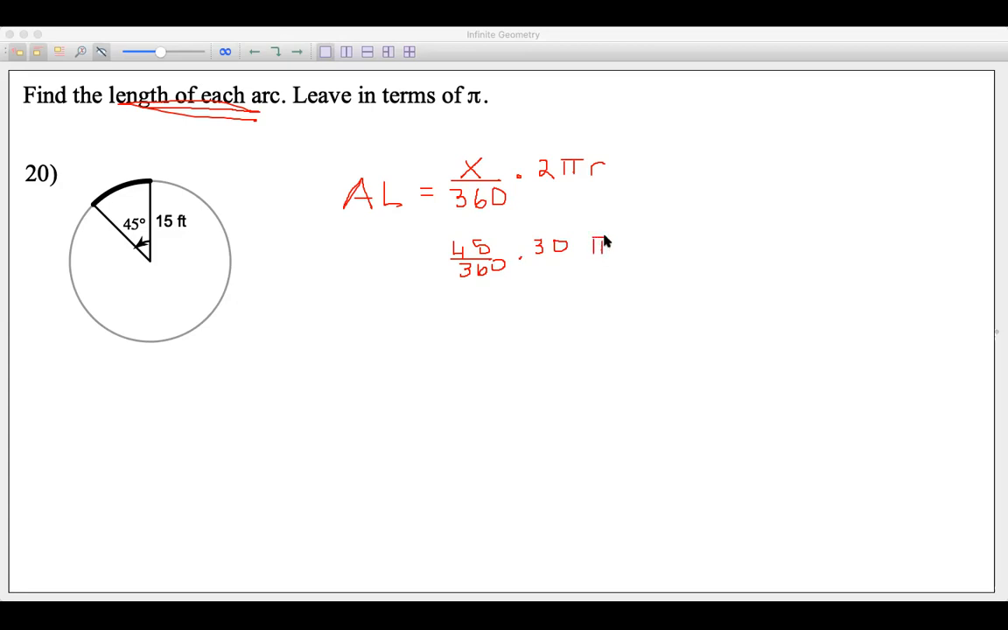Where'd I get the 30 from? 2 radius. I can reduce this in my head. 30 and 360. The 30 goes away. 30 goes into 360. So it's 45 over 12. What goes into 45 and 12? 3. 3 goes into 45 15 times. 3 goes into 12 4. So it's 15 over 4 pies. Now I'm hungry. And yes, I'm writing with my finger. That's why it looks bad.